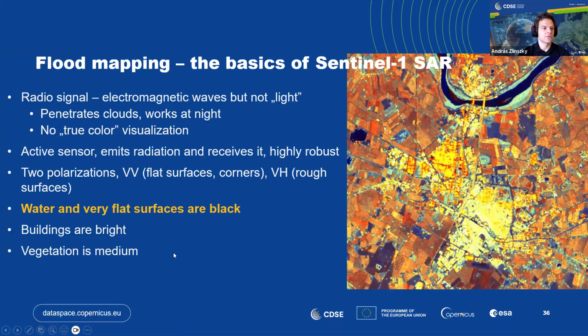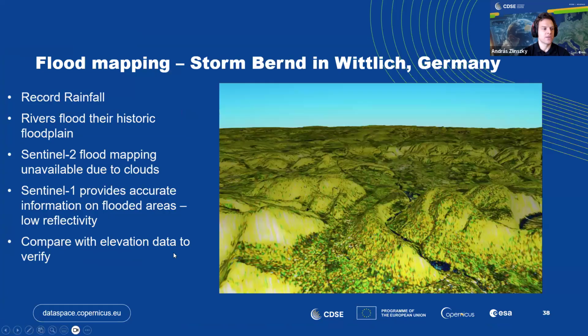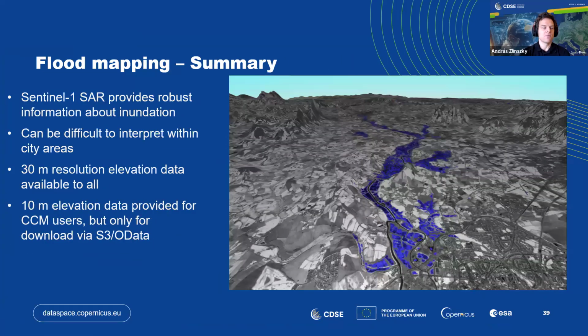So again, we've been through this, the cyclone, the 3D view. So Sentinel-1 synthetic aperture radar provides information about inundation, about flooding. It is not influenced by clouds or by light. Sometimes it's difficult to interpret within city areas because the houses produce a very strong signal, and it's not so easy to separate them, but often this is the first source of information if a disaster happens.